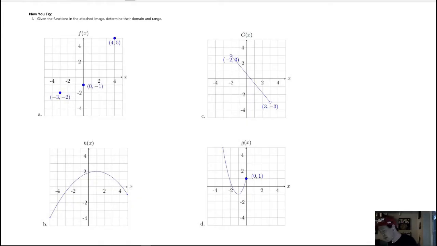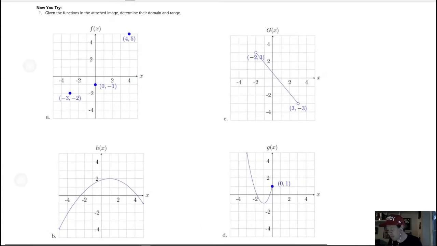Welcome back, everybody. We're now going to look at the solutions for the new Now You Try problems on finding the domain and range of a function that is given graphically. The instructions say to give the functions in the attached image, determine their domain and range.